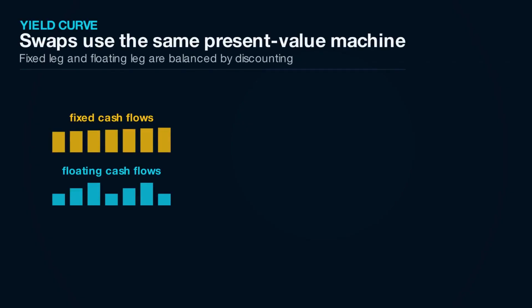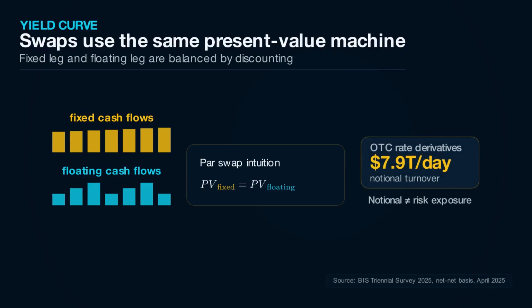A swap sounds more complex, but the core question is the same. One side pays fixed cash flows, the other side pays floating cash flows. The market asks, what fixed rate makes the present value of both legs equal? That is why discount curves and forward curves are infrastructure, not trivia. On a net-net basis, BIS reported that over-the-counter interest rate derivatives notional turnover averaged about $7.9 trillion per day in April 2025. Notional turnover is not the same as risk exposure, but it tells you the scale of the machine being used to price and hedge interest rates.